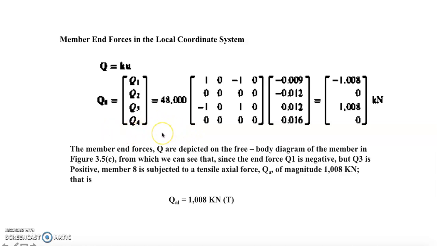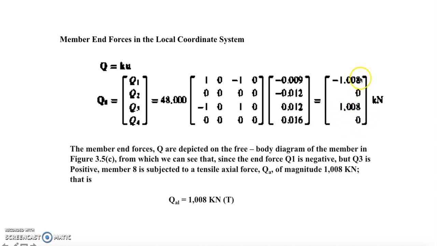For every member, as mentioned a while ago, there are 4 Q and there would be 4 U. So you have Q1, Q2, Q3, and Q sub 4. This is for member 8 and equal to K. This is the value for K that we have solved a while ago. Multiplied to U, you simply have to substitute the value for U. You simplify this equation. So you have now your specific value for the end forces for member 8. So Q1 is negative 1008, Q2 is 0, Q3 is positive 1008, Q sub 4 is 0.